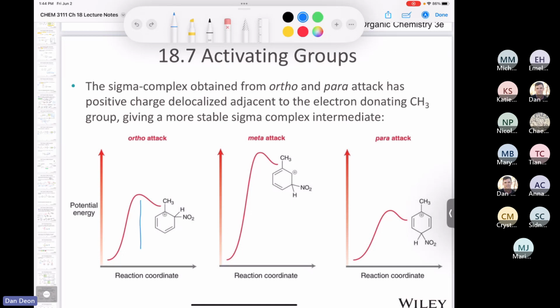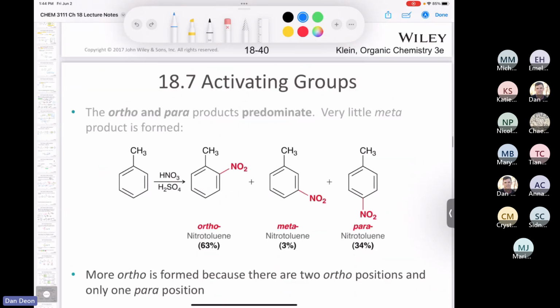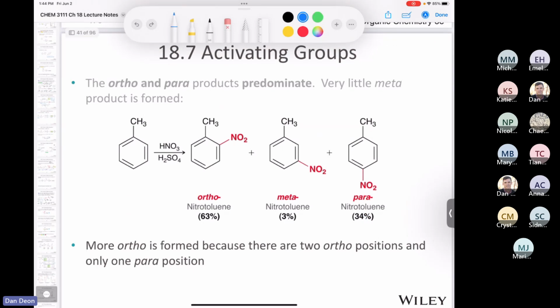So you can think about it as being a really high activation energy for the meta attack, stabilization for the ortho and para, and of course you get the extra stability in the sigma complex. So it says here, ortho and para products predominate, very little meta product is formed. So explain that in terms of the sigma complexes. And the reason why you get more ortho than you do para, right, is because there's twice as many ortho groups as there are para groups, right? There's only one para group and there's two ortho groups.